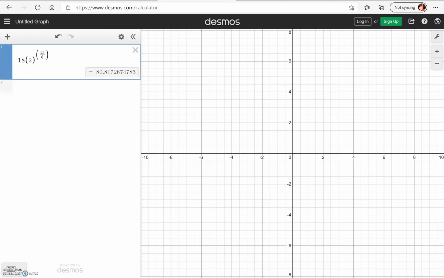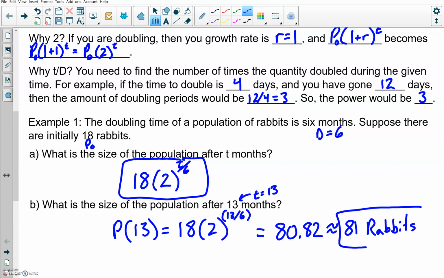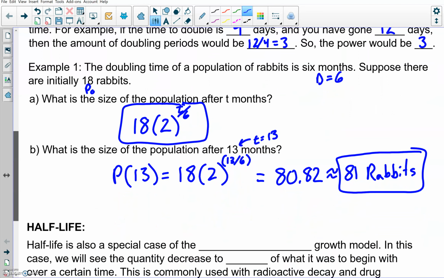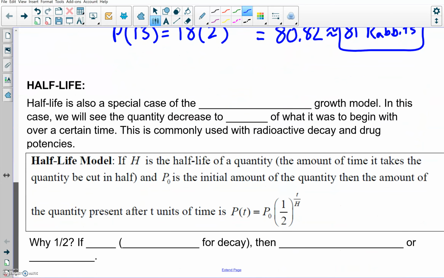So it looks like we got 80.82 roughly, and that will mean that if we round to the nearest rabbit, we'd have approximately 81 rabbits. All right. So that's about it for that type there, and let's go ahead and move into half-life.